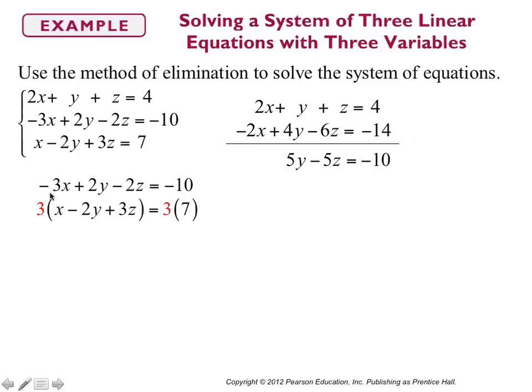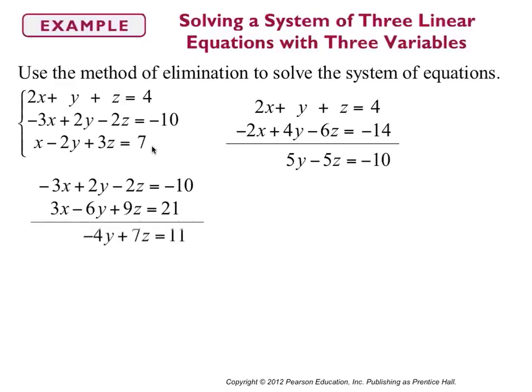So we have our second equation, negative 3x plus 2y minus 2z equals negative 10. And we have our third equation, which we now want to multiply by 3. So we have 3 times x minus 2y plus 3z equals 3 times 7. We distribute and you get 3x minus 6y plus 9z equals 21. Add those together. So we have negative 4y plus 7z equals 11.